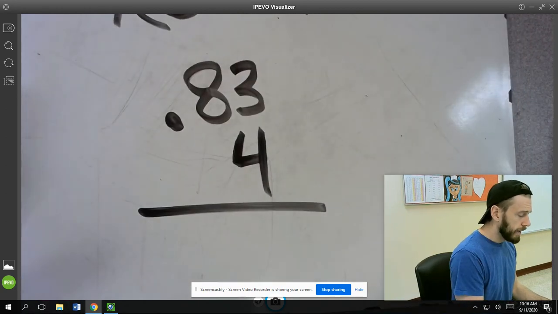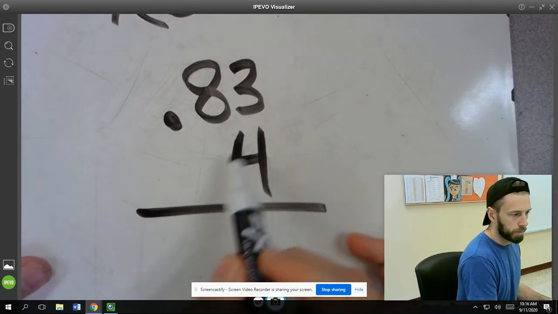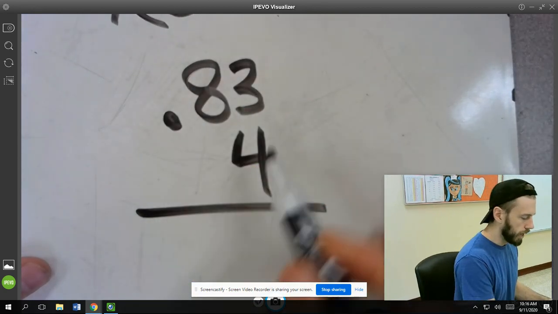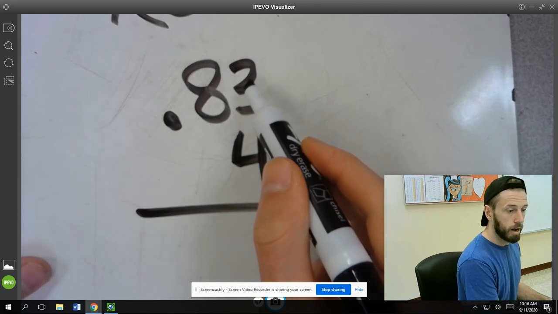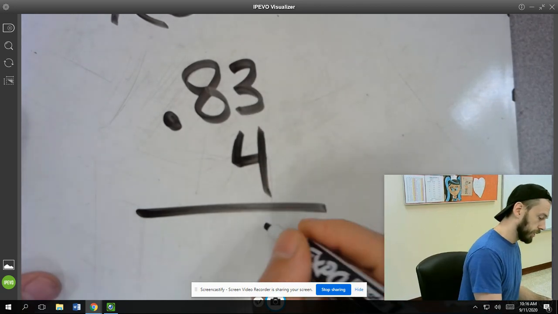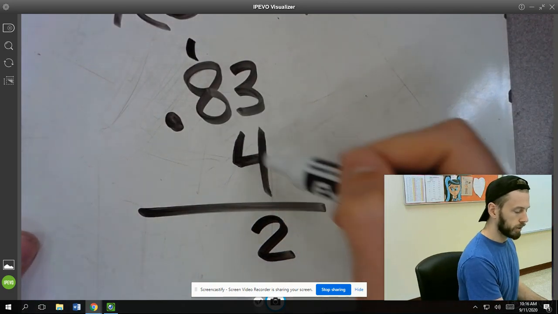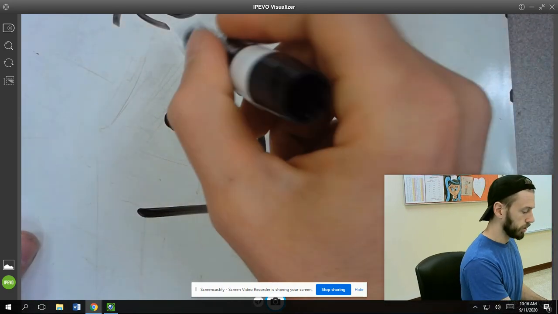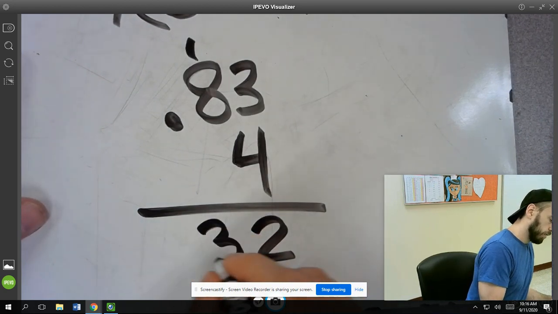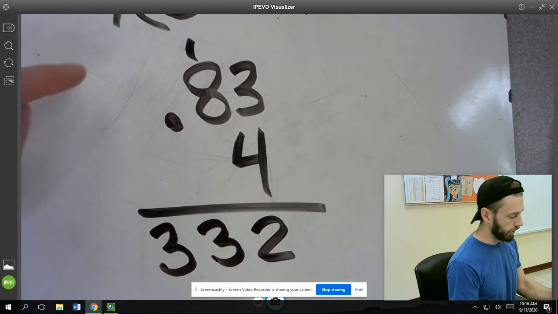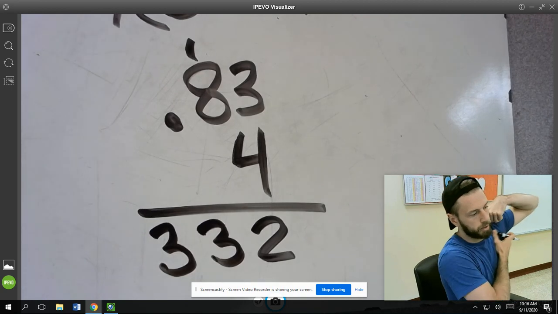So what we'll do is then we'll take the digit on the bottom, or the number on the bottom, multiply by each place up top. So we'll take the 4 times the hundredths place. So 4 times 3 is 12, and we'll carry 1 over to the tenths place. 4 times 8 is 32, plus 1 is 33. And there's nowhere to carry that other place over, so we'll just bring the 3 down, put it there.